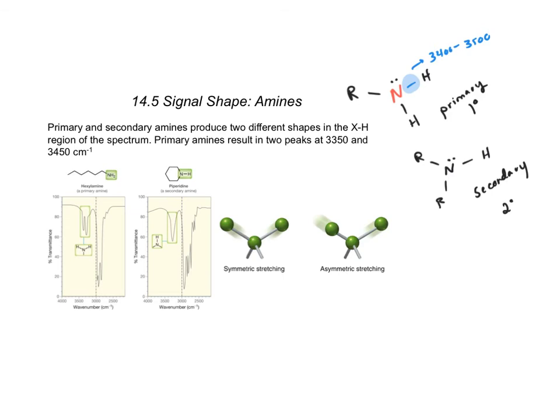So primary amine, we have nitrogen attached to 2 hydrogens and 1 other alkyl group. In a secondary amine, we have nitrogen attached to how many hydrogens? One. 1 hydrogen and then 2 other alkyl groups, right? That's where the primary and the secondary come from, is how many other carbons this nitrogen is attached to. In primary, it's just 1, right? And in secondary, it's 2, right?